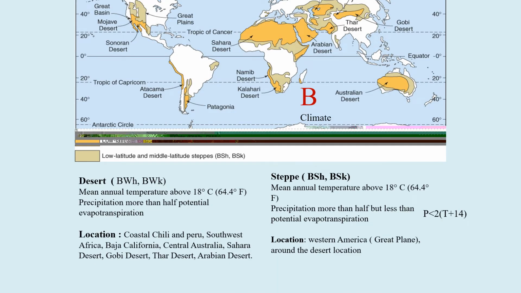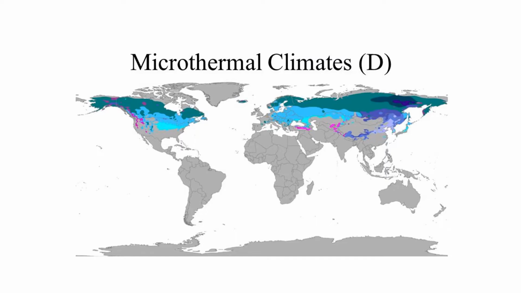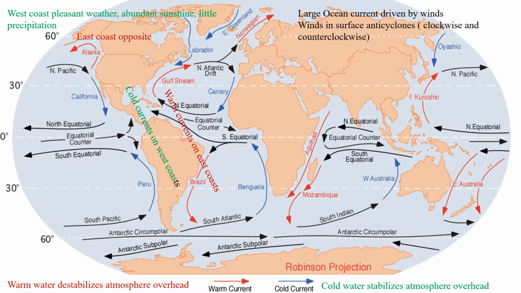And the B climate, also see the D climate, this mesothermal climate. We don't have mesothermal climate in the southern hemisphere, so if a technical question comes this way, you need to answer accordingly. And if you look at the ocean currents, we have cold ocean currents on the west coast and warm ocean currents on the east coast.